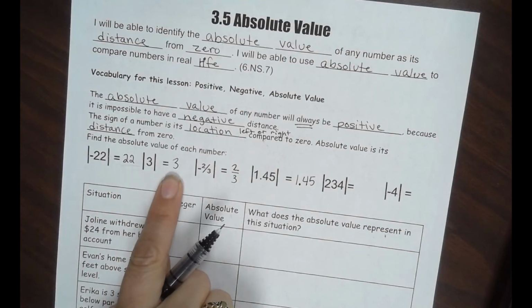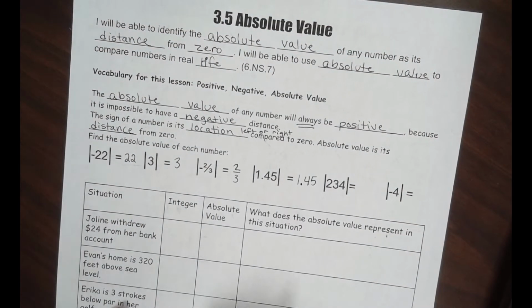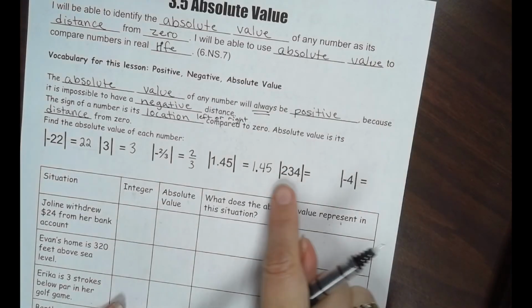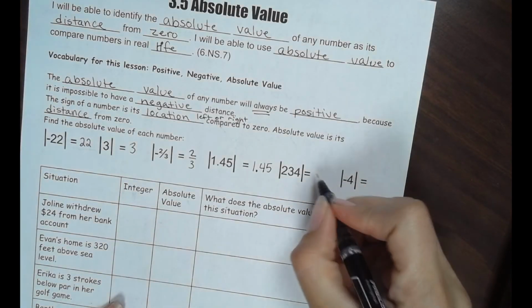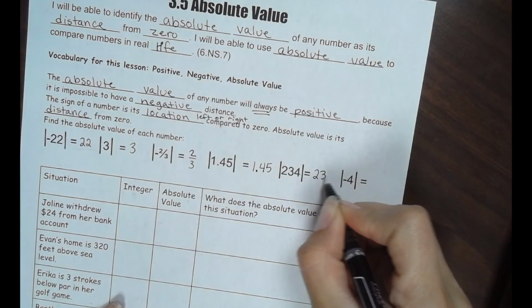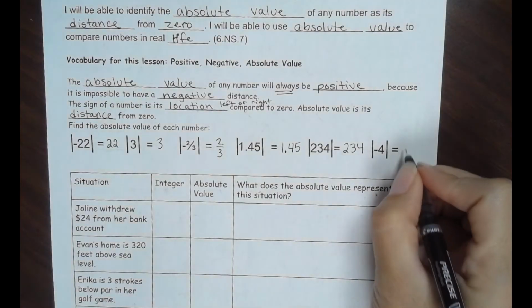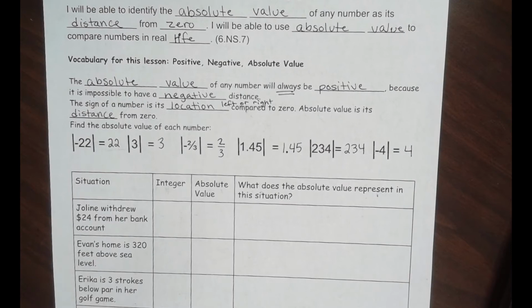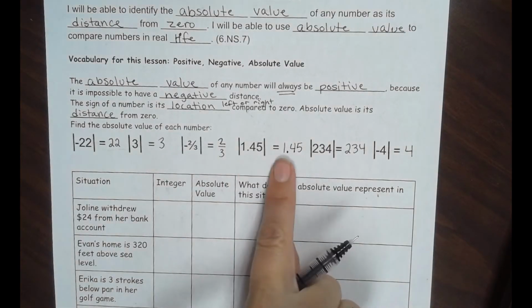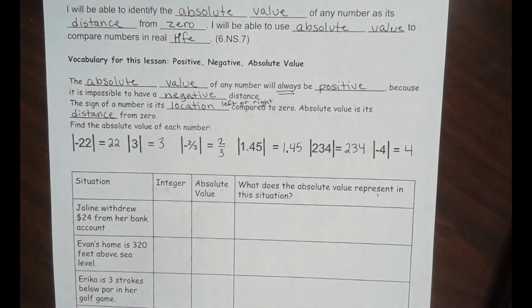I wish we had one of these in real life. I wish I had one in my classroom. Have somebody coming in with a negative attitude, I stick them in and they automatically come out positive. If I stick somebody with a positive attitude in there, they're still going to come out positive. 234 is still 234 units away from 0. Negative 4, 4 units away from 0. Every single one of these came out the positive value of itself.